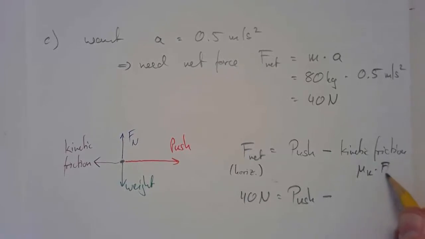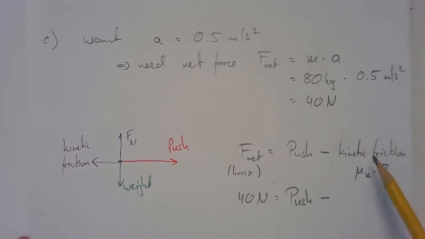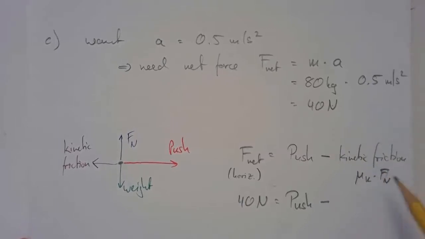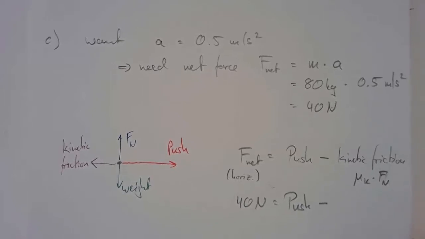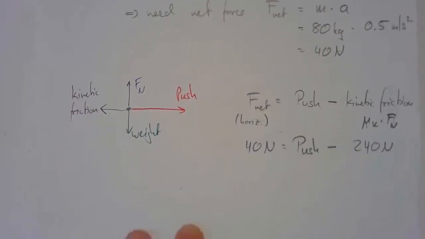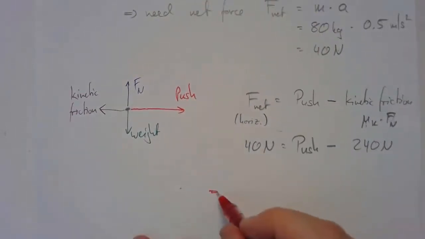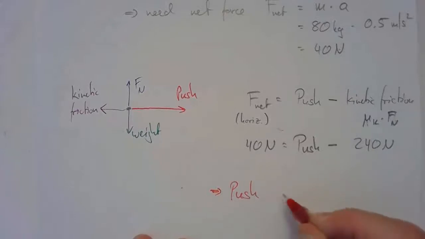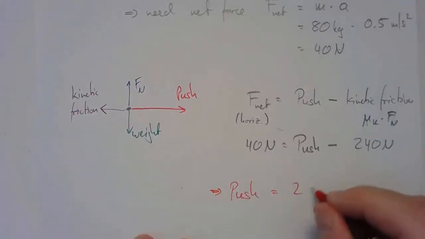I used to write just capital N's for normal force. It just got so confusing with the newtons that I try to switch to this, but sometimes I slip back to putting a big N in there. So if you catch me and I don't catch myself, well, you know why I'm doing it. N is for newtons. What is this? This was 800 newtons. This was 0.3, so it's 240 newtons. You can easily see then that the push force must be equal to 280 newtons.